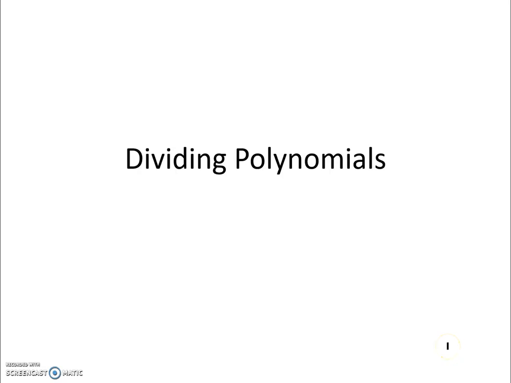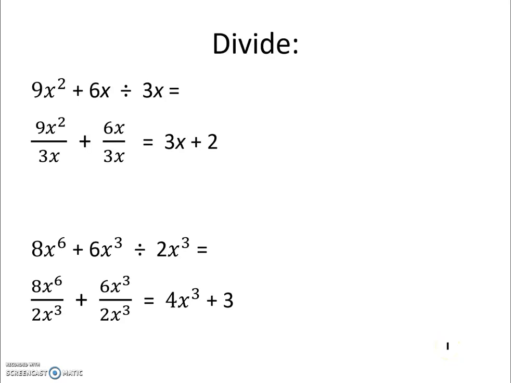Today we're going to be looking at dividing polynomials. Our first example is 9x squared plus 6x divided by 3x. We rewrite each term: 9x squared over 3x plus 6x divided by 3x.